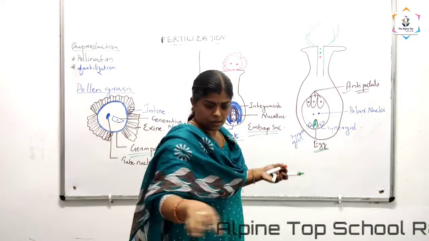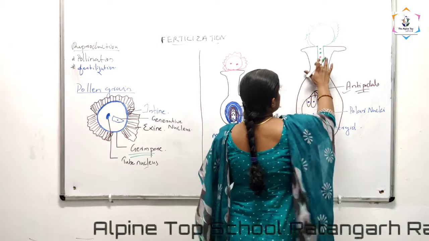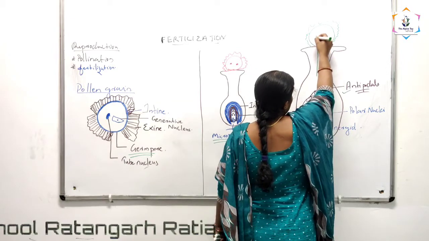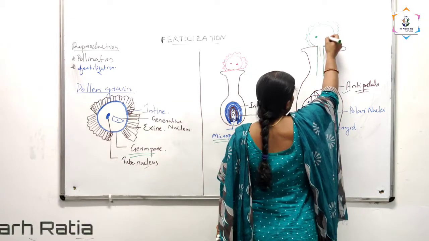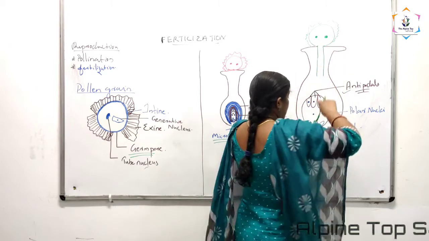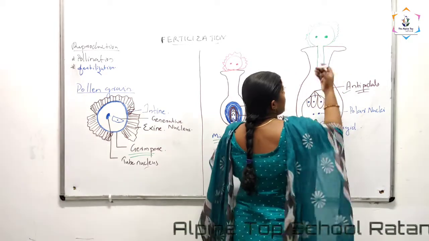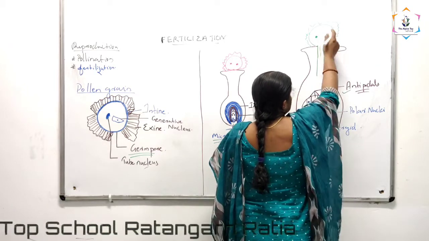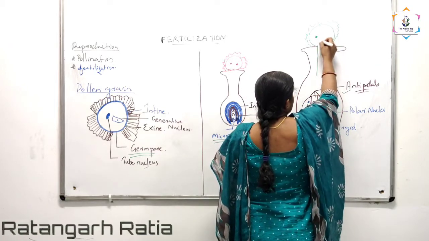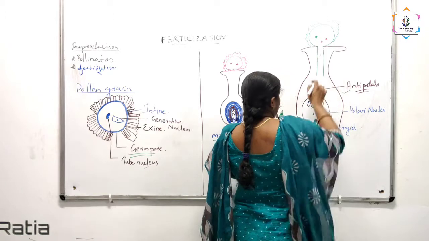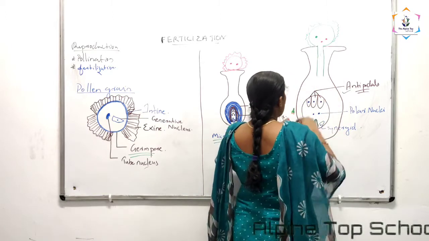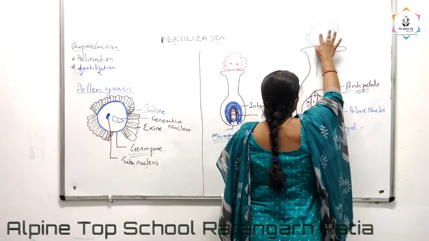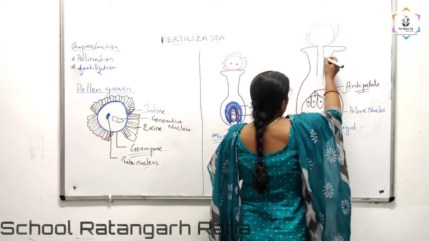Have you got it? Within the pollen grain, it has got 2 nuclei, 1 tubular nucleus and 1 generative nucleus, and the tubular nucleus will make the pollen tube. The generative nucleus will divide and make two nuclei. So into the pollen tube all the contents are going to be transferred, means all these nuclei and the cytoplasm will enter into the pollen tube.